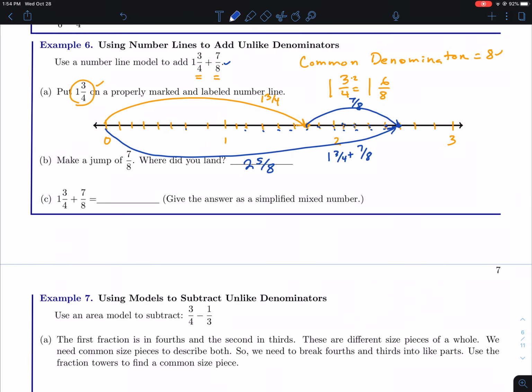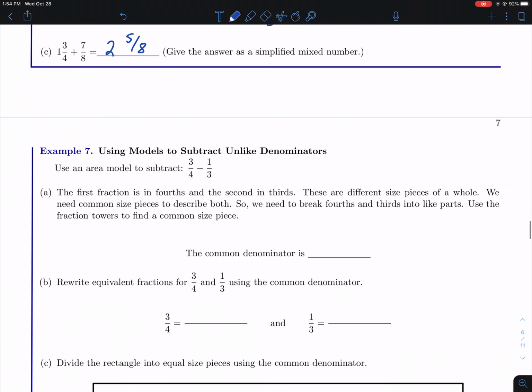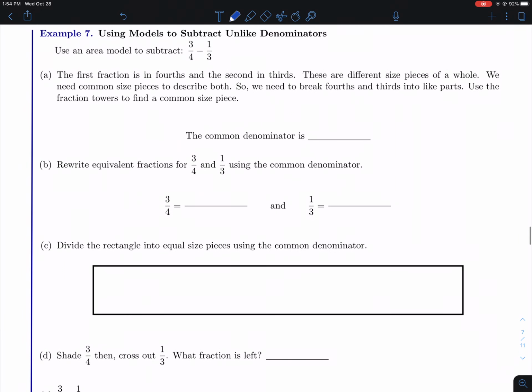All right, so with that in mind, we get 2 and 5/8. So what is our answer as a simplified mixed number? It looks like 2 and 5/8 in that case. All right, so now let's do the same thing with subtraction here. So again, use an area model to subtract 3/4 minus 1/3 in this case.